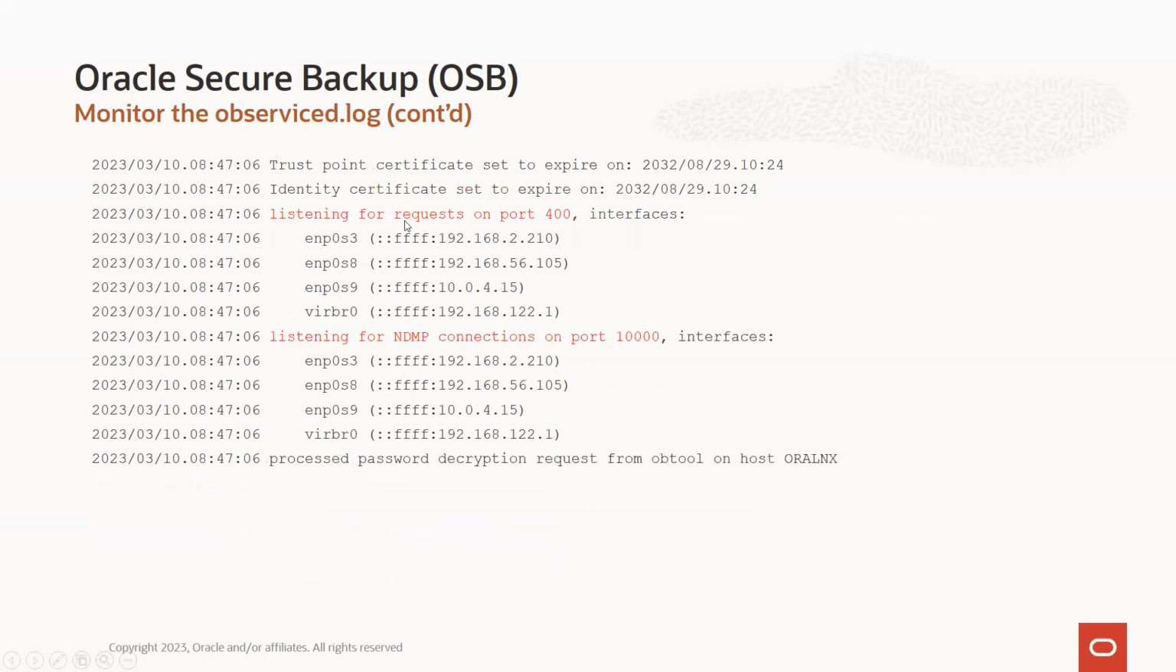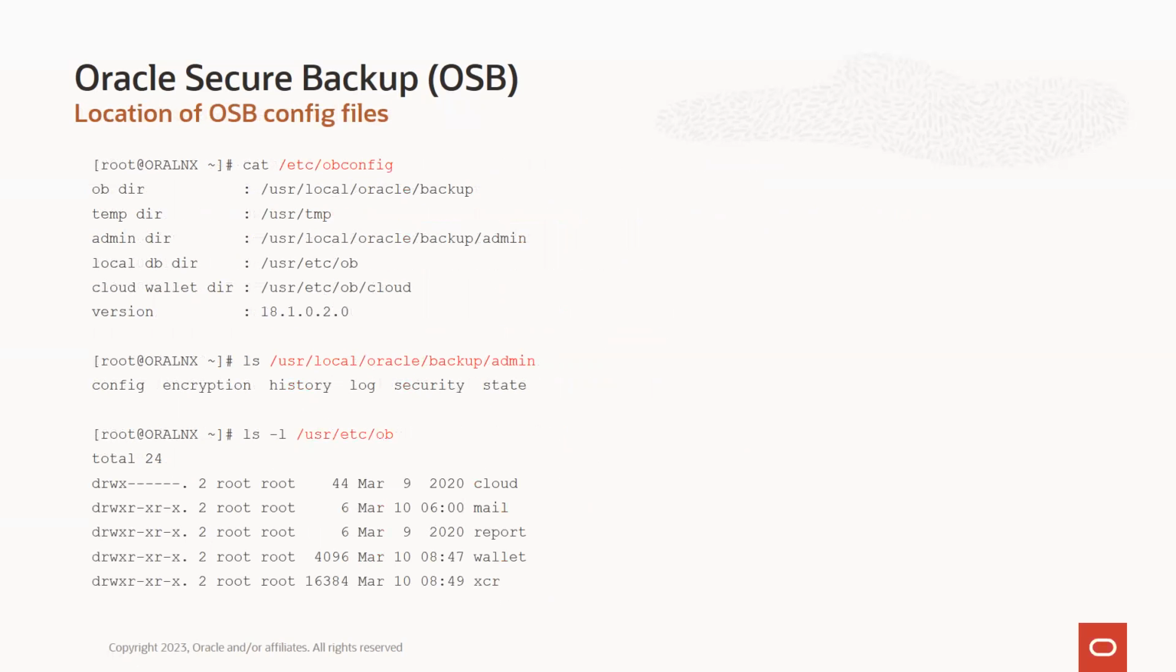In addition, you can also see the port number used by OB service D, which is port 400, which is the default, and the NDMP is listening on port 10,000, which is also the default. You can also display the different OSB config files by checking /etc/ob config. It will show you the default OSB home directory and the admin directory and where the OB files are located as well.